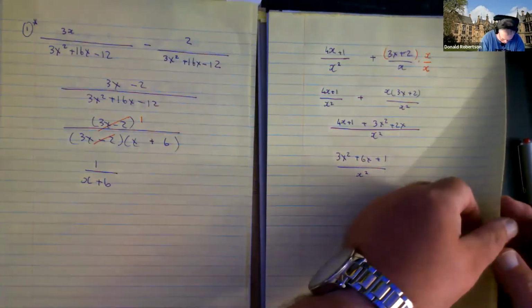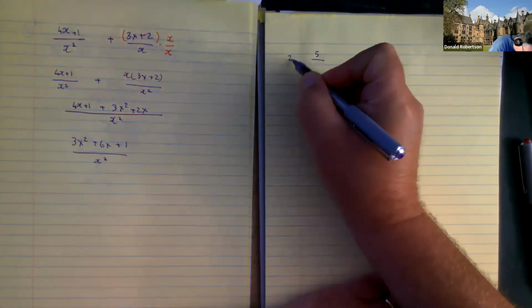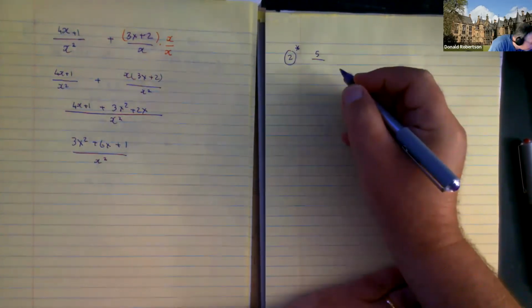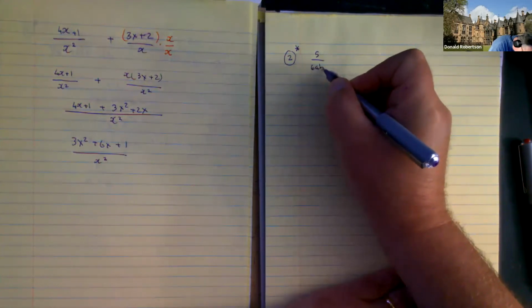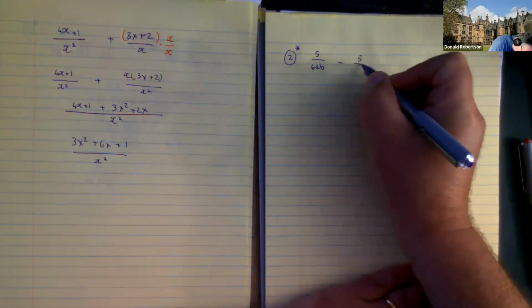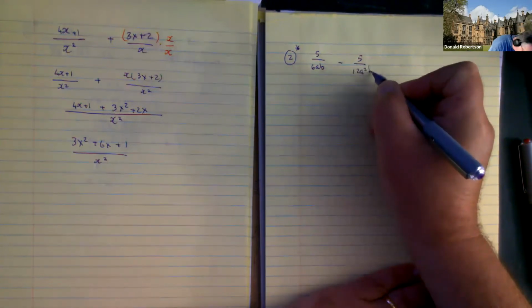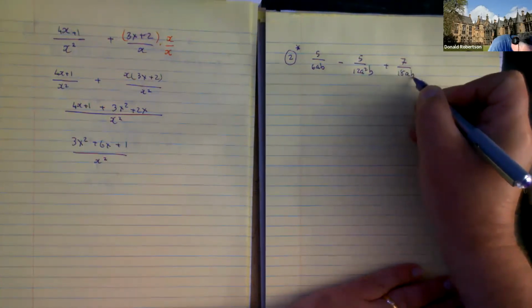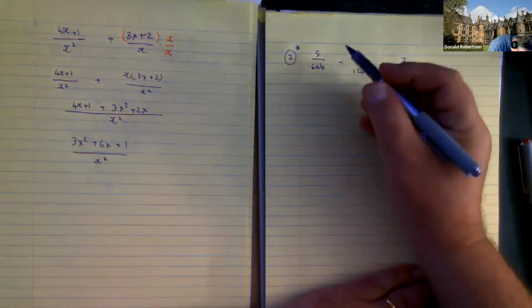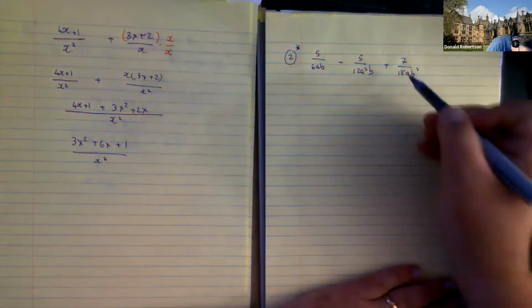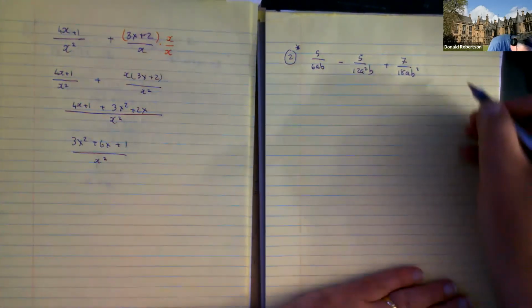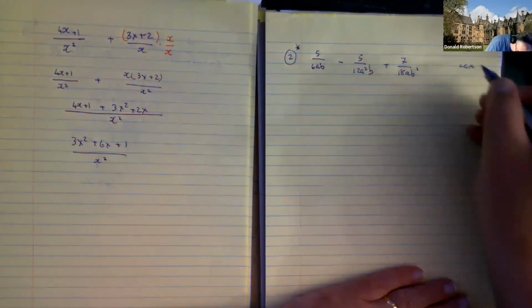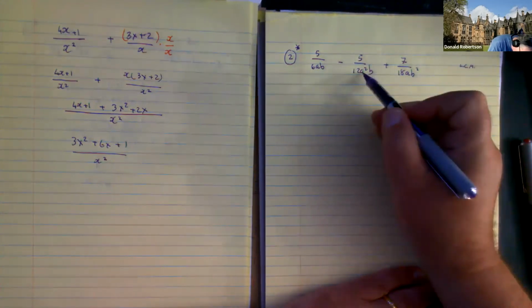So let's look at a more complicated version of that same situation. This time we're going to have three fractions, and this is the version of question 2. So we have 5 over 6ab, take away 5 over 12a squared b, plus 7 over 18ab squared. Now, each one of these is different, so we have to get what's called the lowest common multiple.